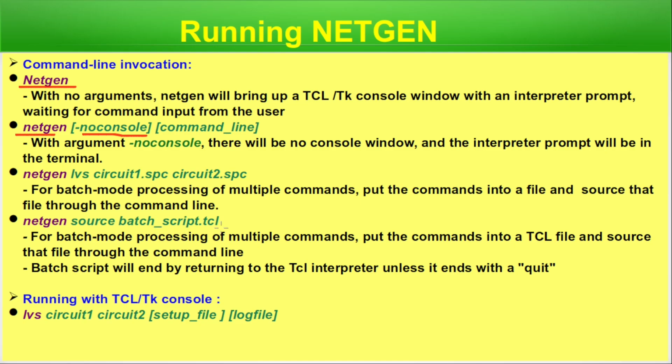NETGEN source batch_script.tcl. Let's create a tcl file with batch_script.tcl and write LVS circuit1.spc, circuit2.spc, setup file, log file, and save it and source it. It will run. For batch mode processing of multiple commands, put the commands into a tcl file and source that file. A batch script will end by returning to the tcl interpreter unless it ends with a quit. And running with TK console: if we type only NETGEN, the TK console will come. At that time we have to write in that interpreter prompt, or console window, LVS circuit1, circuit2, setup and log. It will run. These are the commands to run NETGEN.